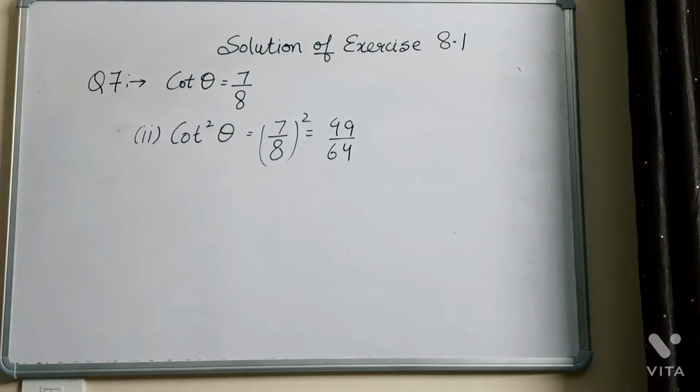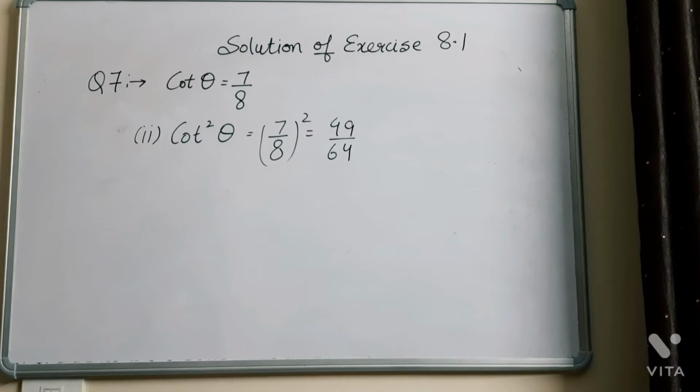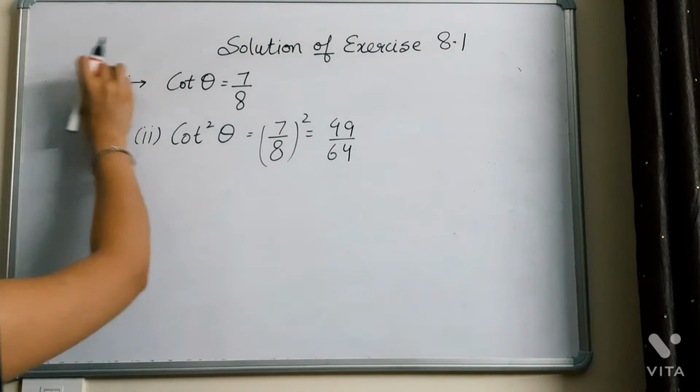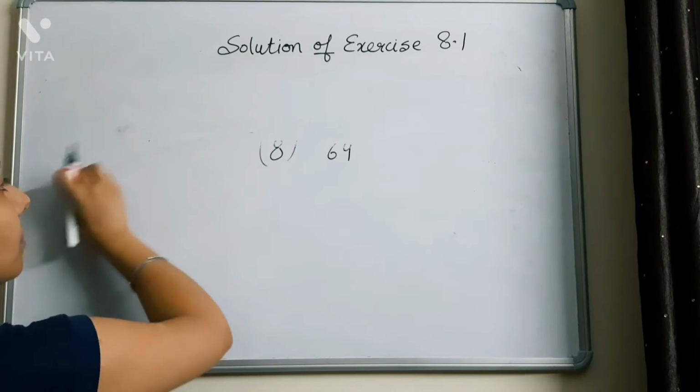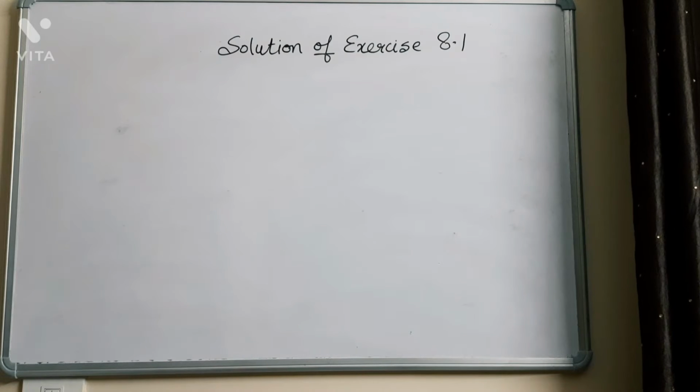You can understand by looking only that if cot theta is given as 7 by 8, then cot square theta will be 7 by 8 whole square, that is 49 by 64. The square of 7 is 49 and the square of 8 is 64. So just do the simple square calculations and find the value of cot square theta. Now we will be moving to question number 8 of the CBSE syllabus. Now moving to question number 9.